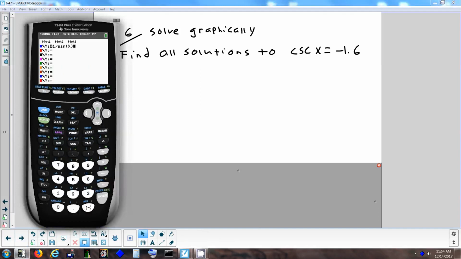Okay, so what I'm doing is I'm graphing cosecant in y1. What am I going to put in y2? Negative 1.6. It doesn't really matter what you set your window to, as long as you set your window so you can see one intersection. That's all you need. It doesn't matter which intersection you pick. Pick any one you want. I usually pick the first positive one.